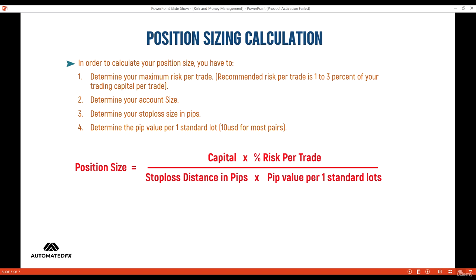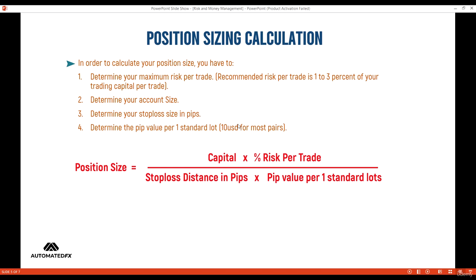Okay, so that's one thing you should understand. You have to determine your maximum percentage of risk per trade. And the recommended, like I said, is 1 to 3%. And then the second thing you need to do is determine your account size. That's your capital, how much money you have to trade with. And then the third thing is determine your stop loss size in pips.